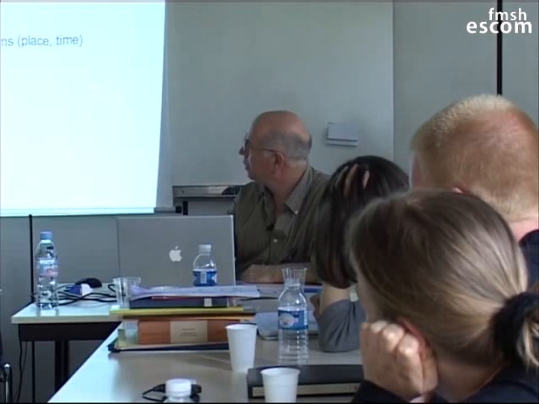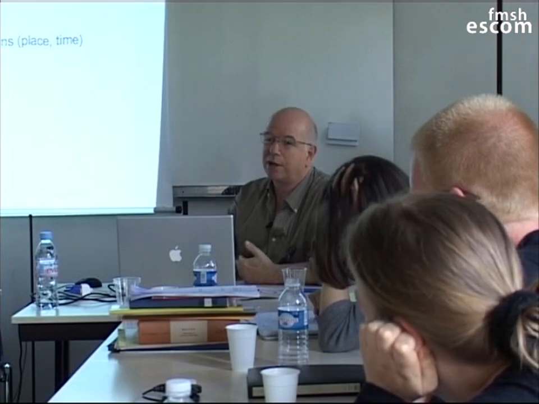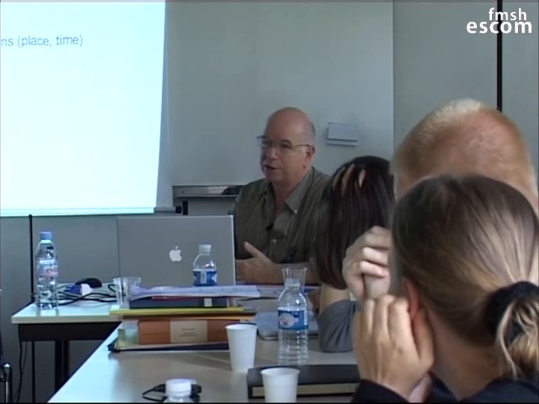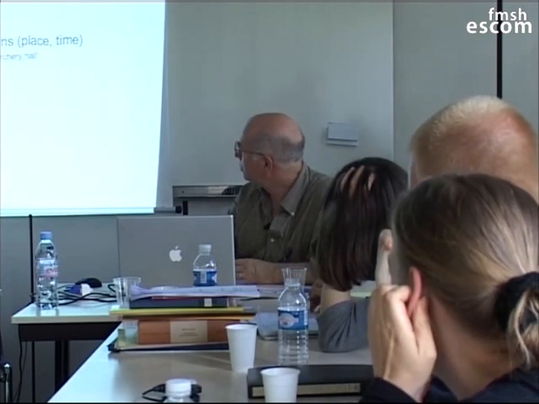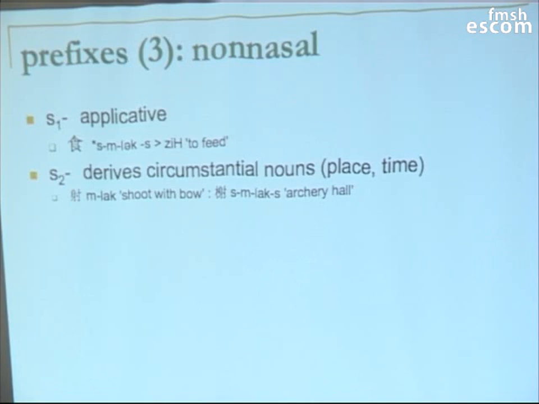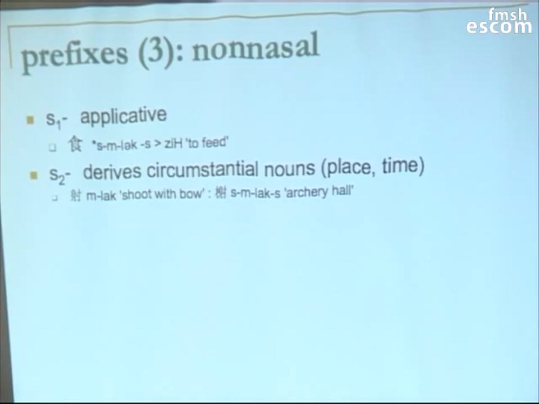Okay, another S prefix, which we call S2, derives nouns out of verbs, nouns that are circumstances of an action, such as nouns of place, where an action takes place, or time, when an action takes place. An example is the verb for to shoot, which already has the volitional M prefix, mlak, and we have an S-prefixed form of that word, smlax, archery hall, the place where you shoot with a bow.